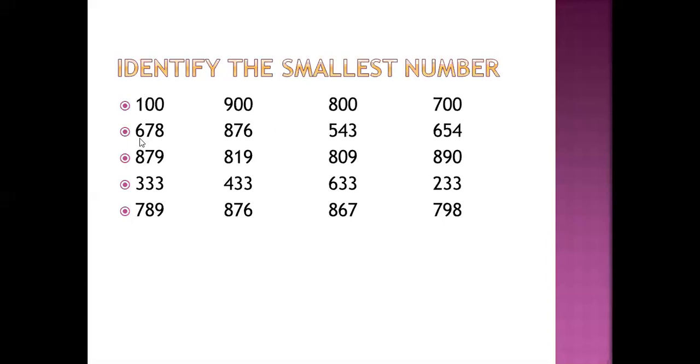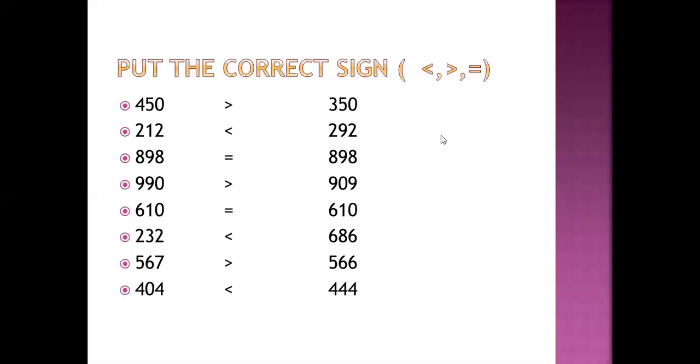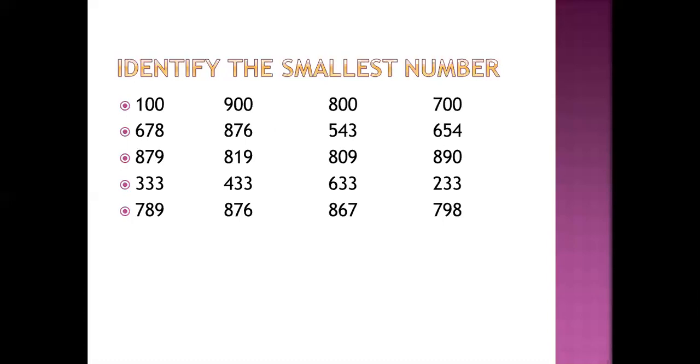Let's go to the next set. 678, 876, 543, 654. So we've got 2 numbers with 6 and 1 number with 8 and the other number with 5. So we know that 5 becomes the smallest number. So 543 becomes the smallest 3-digit number here.